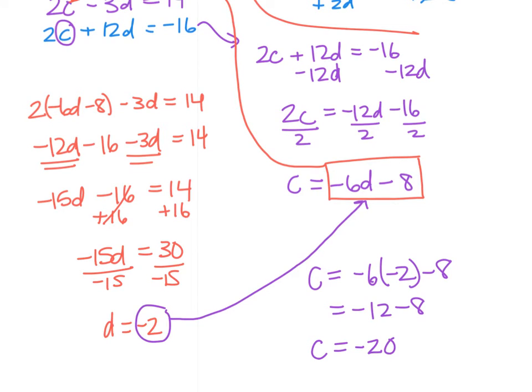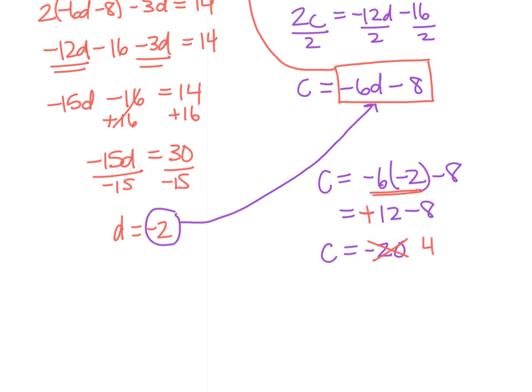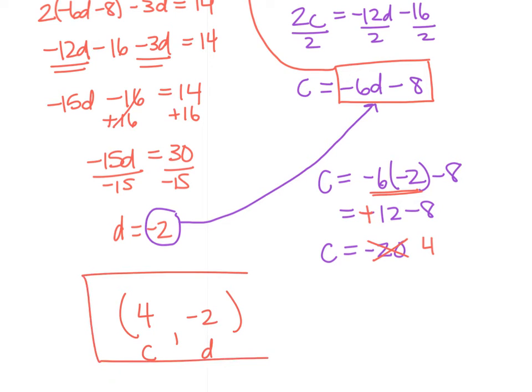And did you guys catch my mistake? What is negative 6 times negative 2? Positive 12. Positive 12 minus 8 is just a 4. All right, so we'll go ahead and put our answer together as an ordered pair. Alphabetically, we'll do the c and then the d. So our c was 4 and our d was negative 2. And that's our solution.